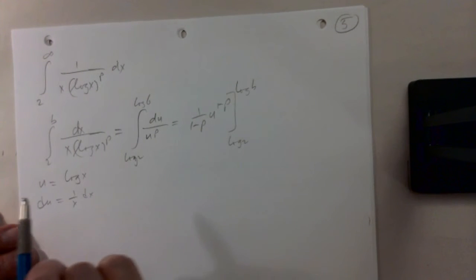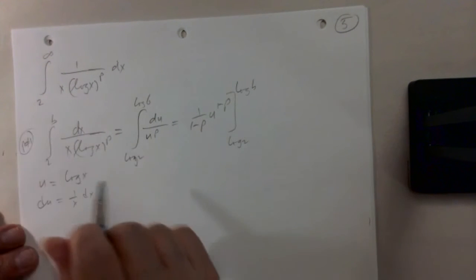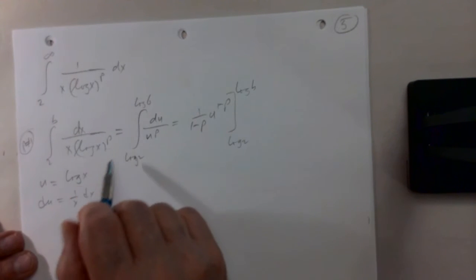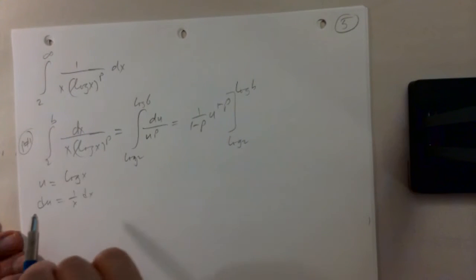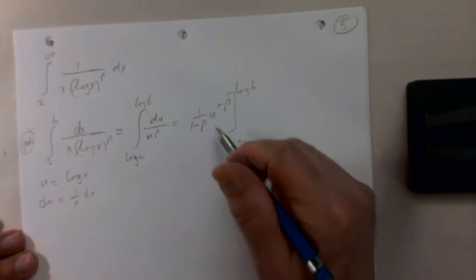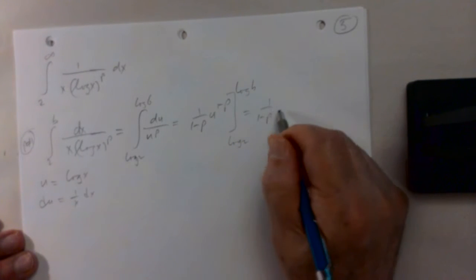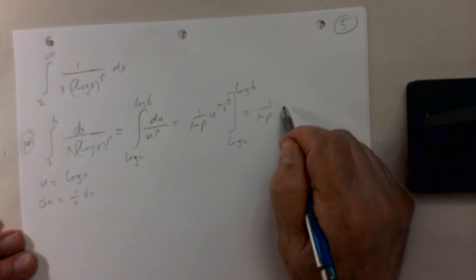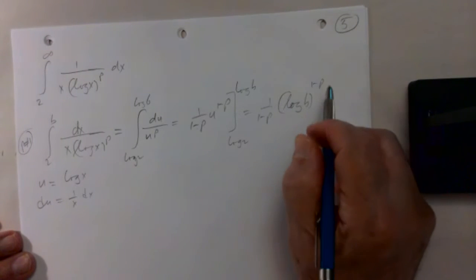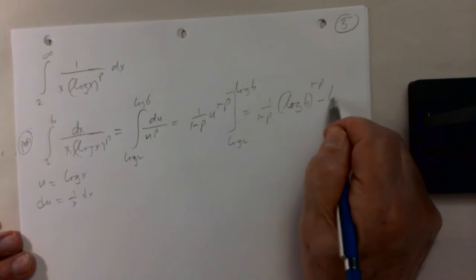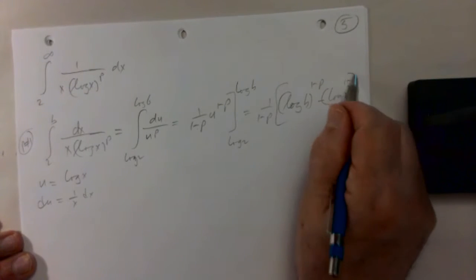So let's look at the first case, p different from 1, because if p equals 1, I can't divide by that. This is p different from 1 and positive. So you get 1 over 1 minus p, times (log b) to the power 1 minus p minus (log 2) to the power 1 minus p.